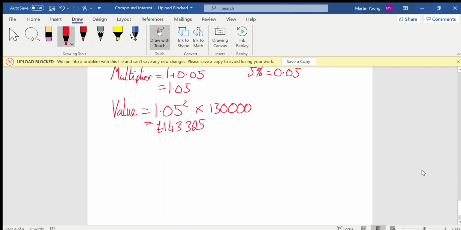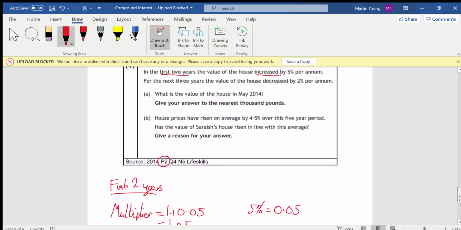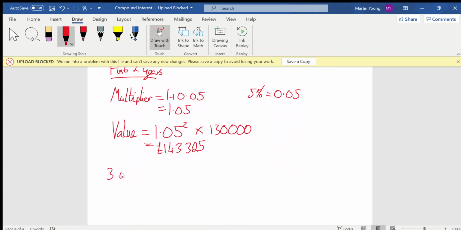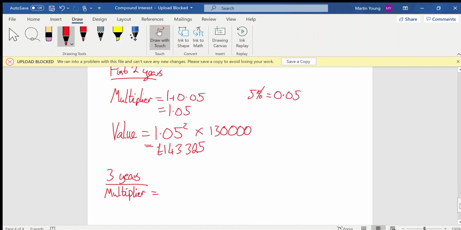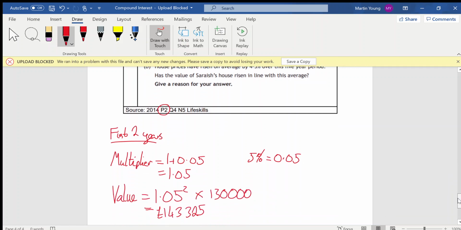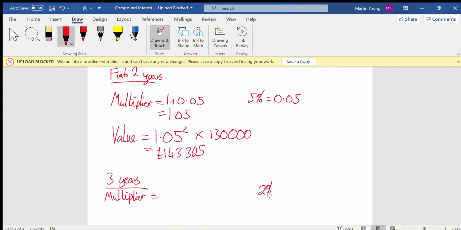Okay, let's do it then for the next 3 years. And then it's for 3 years. Okay, let's work out what the multiplier has to be. Well, it's 2%. What's 2% as a decimal? It's 0.02. This one will be decreasing, so you start at 1 and take that off. So it's just going to be 0.98.